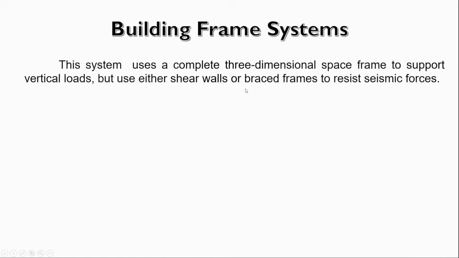The next is the building frame system. This is the one with the redundant frame system, so building frame systems are much better than the bearing wall system. This system uses a complete three-dimensional space frame to support vertical loads. The space frame is there to support the vertical loads, but the main elements to resist the seismic forces are the shear walls or braced frames.